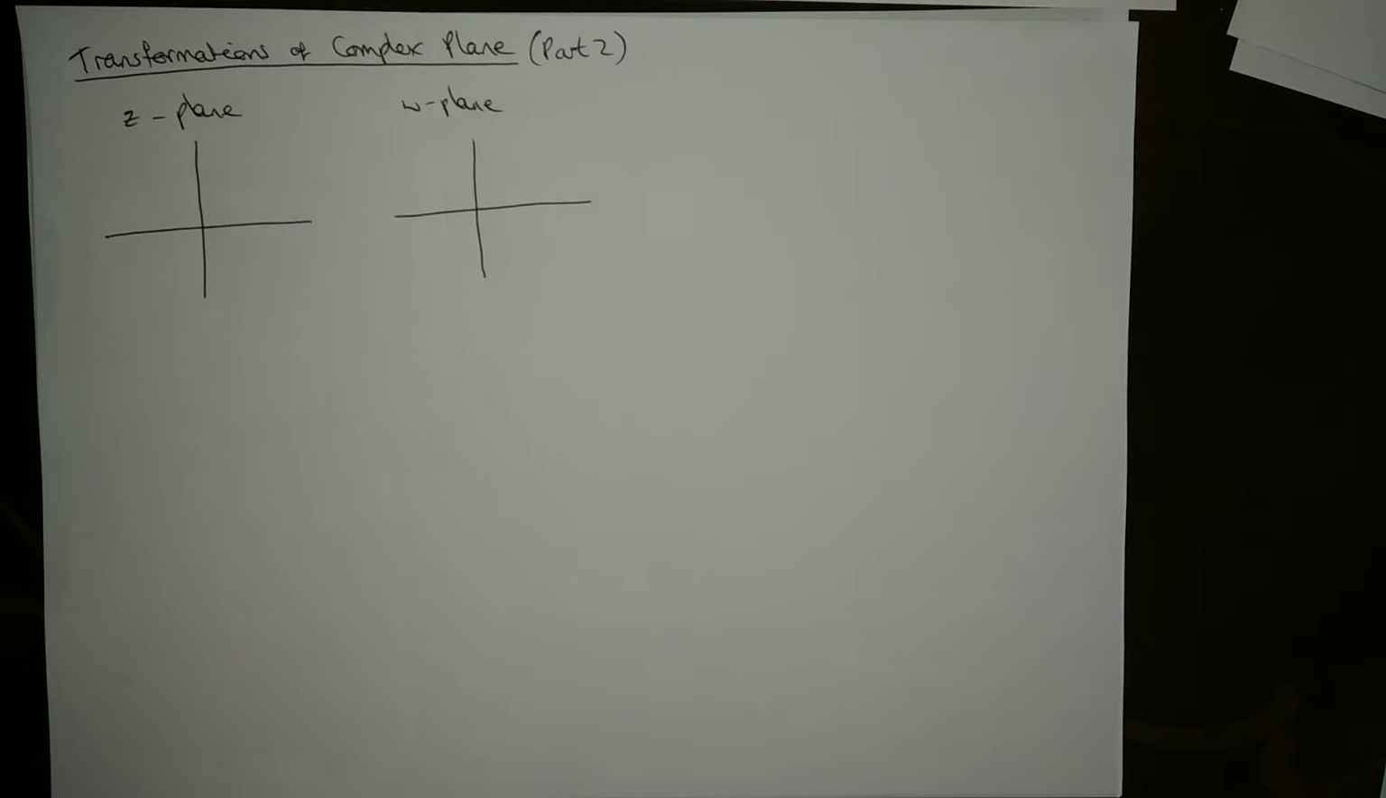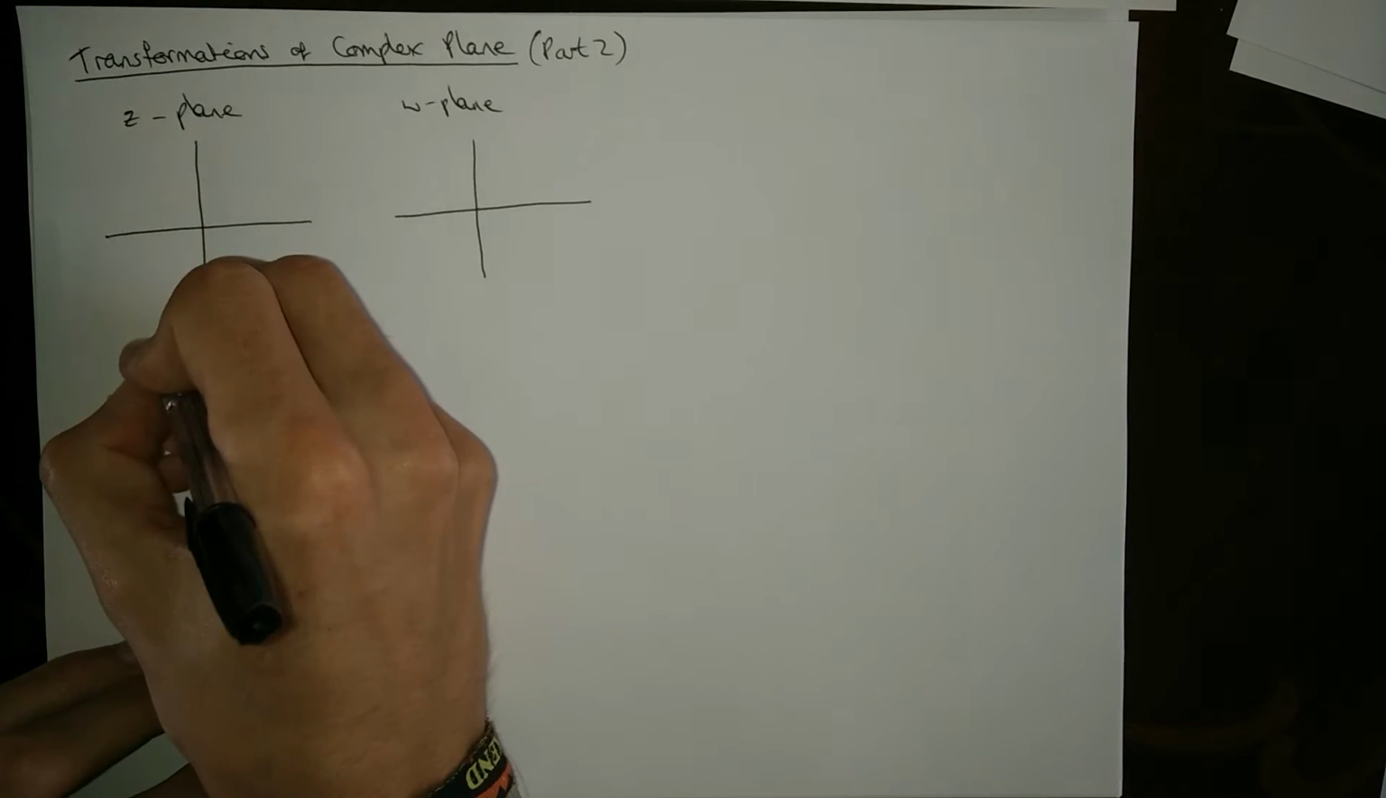Okay, so this is transformations of the complex plane. This is in fact part 2. In part 1 we talked about some very straightforward translations and enlargements of the complex plane. In this one we're going to do the proper stuff, so we're looking at some Möbius transformations.